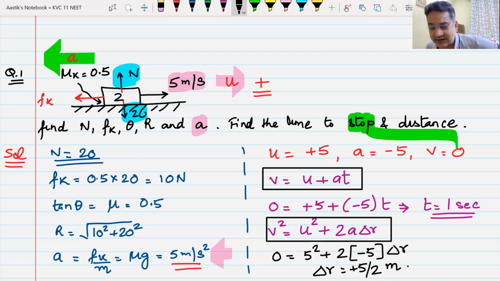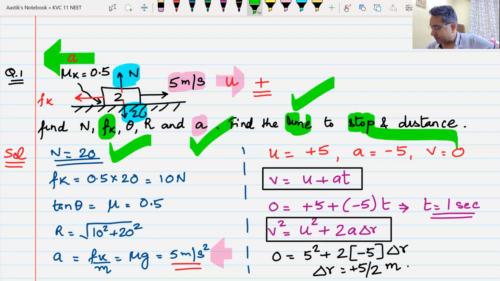So these are the answers that you can get, out of which what are the questions that you can expect in the examination hall. In the examination hall, they might ask you the value of a, they might ask you the value of the frictional force, they might ask you the time, and they might ask you the distance. The other things are not very likely to come. Do we understand this? Everyone has noted this down, yes or no?